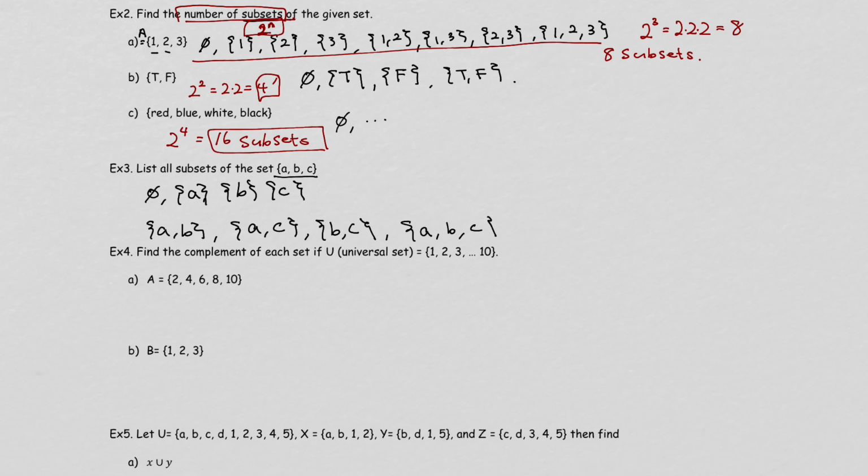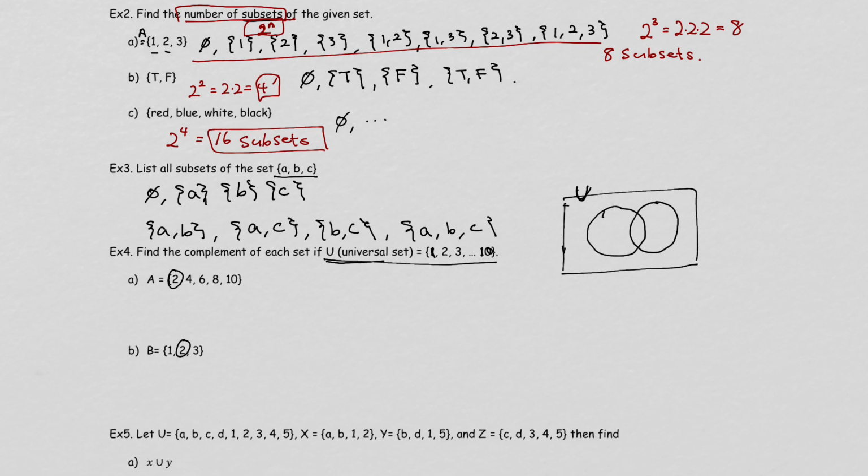The next problem is asking for the complement of each set. Your universal set means the set of the total. When you're writing this on a Venn diagram, we call this the universal set. The universal set includes all the numbers from 1 to 10, right? Set A is 2, 4, 6, 8, 10. Set B is 1, 2, 3. So they do have a common element. I will draw set A and set B like this. The common element was 2.